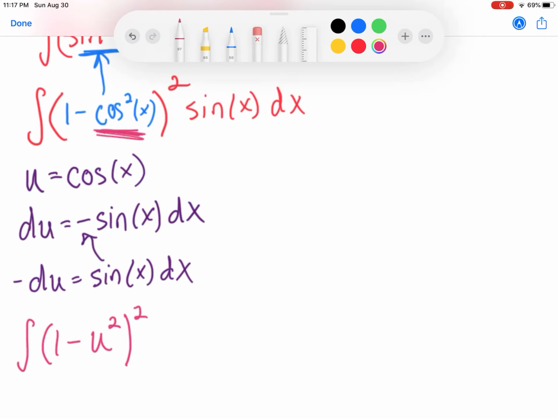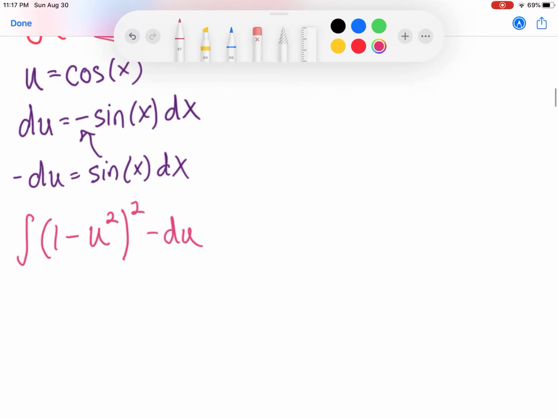Hopefully you guys can see that. Remember, this is u, and it's supposed to be squared. So there we are. And then the rest of this, sine x dx. Well, I have that represented right above this line in terms of minus du. Beautiful. Let's bring the negative that's in front of du to the front.